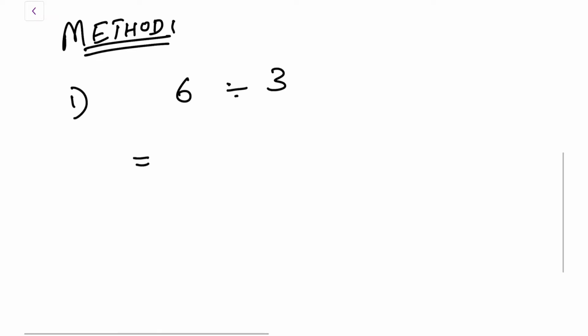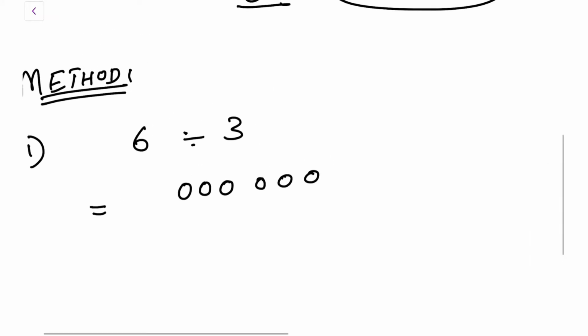Alright, now let's see how we can actually solve division problems. There are two methods. So let's look at method 1. Now, how do you divide 6 by 3, using method 1? If you have to divide 6 by 3, that means there are 6 things. Let's draw 6 things. 1, 2, 3, 4, 5, 6.